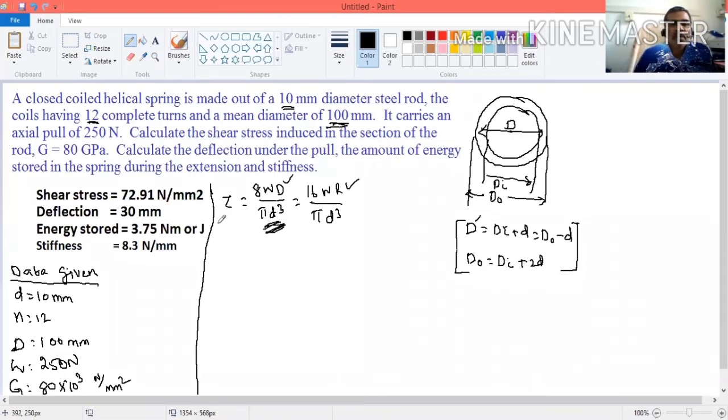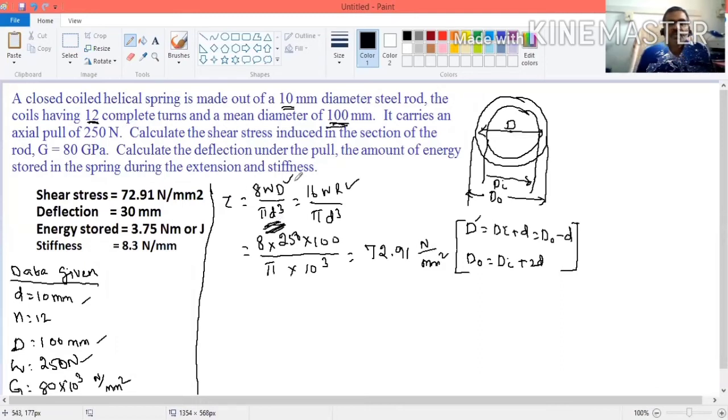So now, if you want to find the shear stress, 8 into W. What's the value of W? 250. What is the value of capital D? 100, divided by pi into d cube. d is equal to 10, so 10 cube. What is the value? Shear stress is equal to 72.91 Newton per millimeter square.